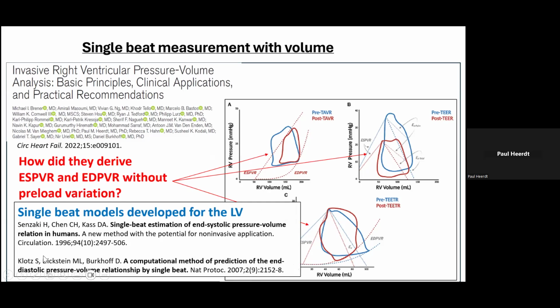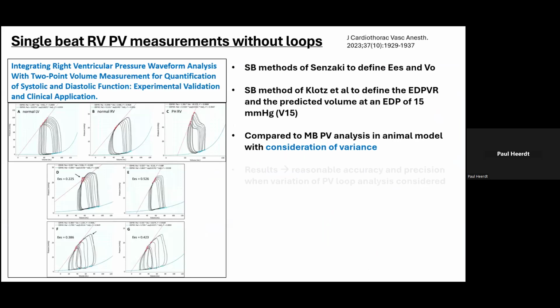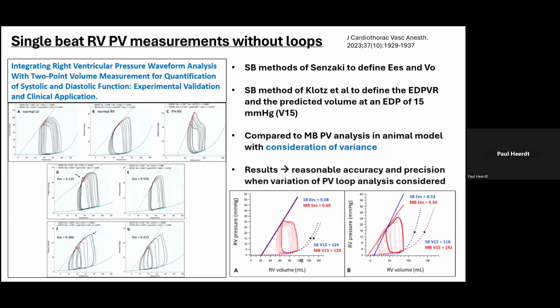And this is one for the end diastolic pressure volume relationship that was reported in 2007. So it is possible to generate a great deal of information that you would normally derive from full loops by knowing just the pressure and the maximum and minimum volumes that you can measure with echo. These are a few studies that validate this for both the left and the right. I won't spend much time on these.